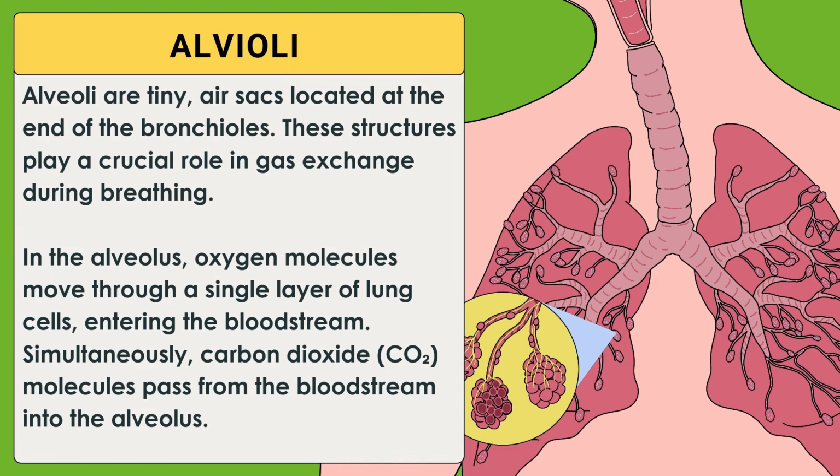Alveoli. Alveoli are tiny air sacs located at the end of the bronchioles. These structures play a crucial role in gas exchange during breathing. In the alveolus, oxygen molecules move through a single layer of lung cells, entering the bloodstream. Simultaneously, carbon dioxide or CO2 molecules pass from the bloodstream into the alveolus.